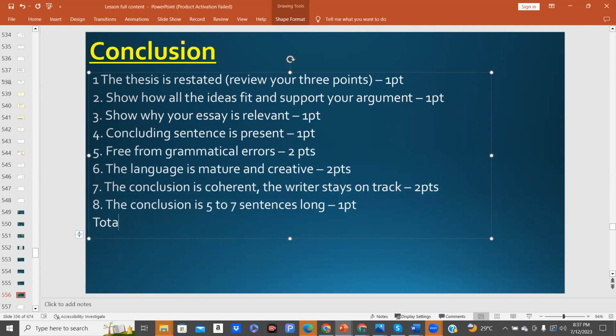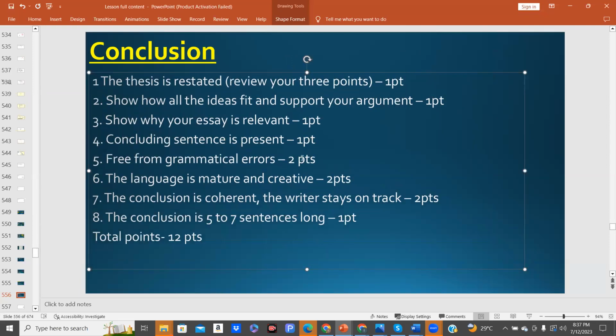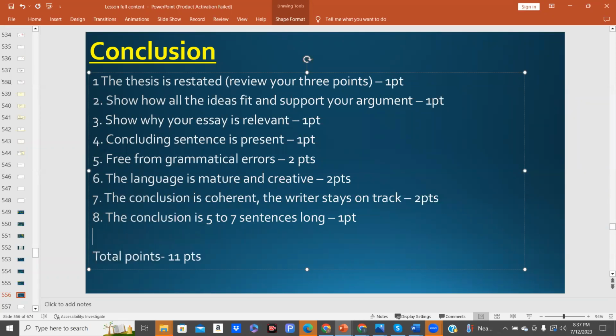So the total points for this one is how much? I think it's only 11. Let me count: 1, 2, 3, 4, 5, 6, 7, 8, 9, 10, 11. Oh, it's 11. Okay. Let's add one more, number 9, so I want it to be 12.